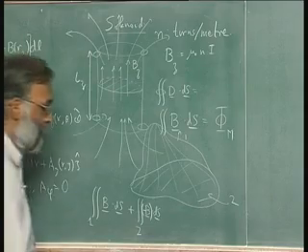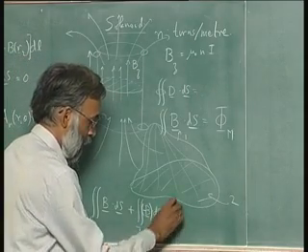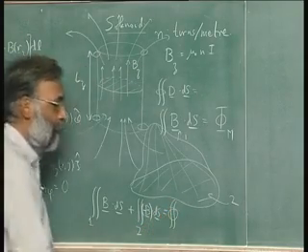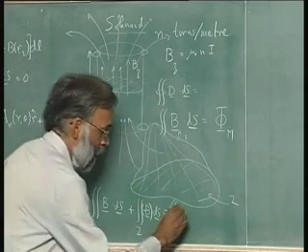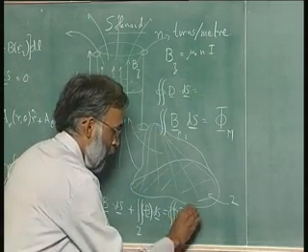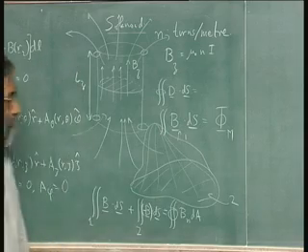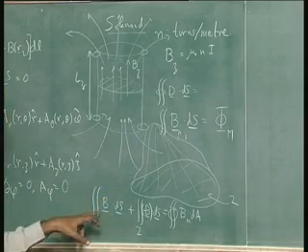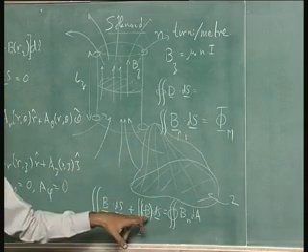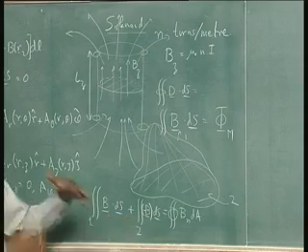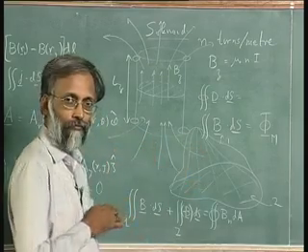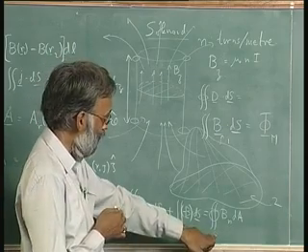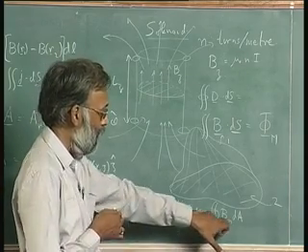This is nothing but the integral over the entire surface of B normal dA, because on this surface I am doing B dot dS, on the bottom surface I am doing minus B dot dS. So, I am taking the total amount of B that is trying to leave this volume. So, that is the surface integral over the closed surface of B dA.